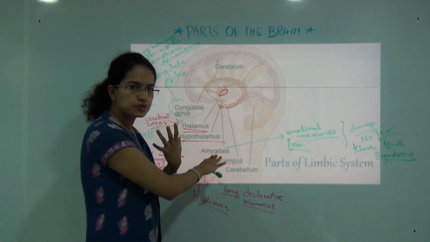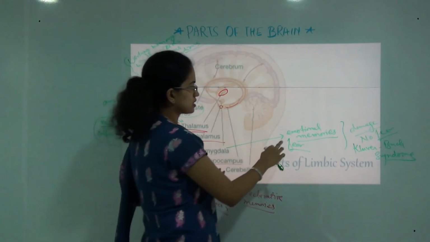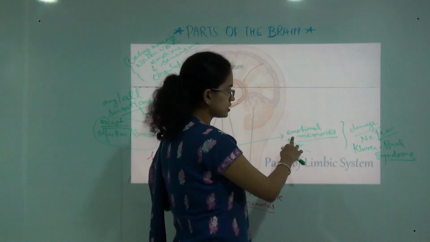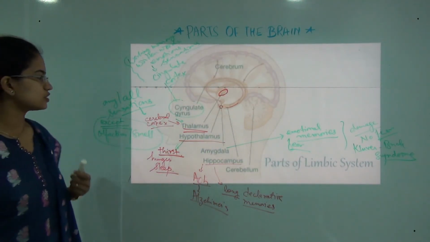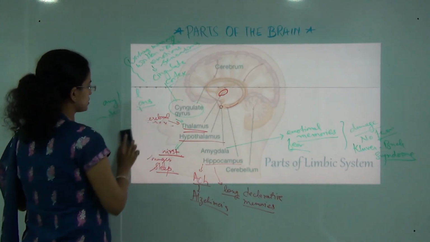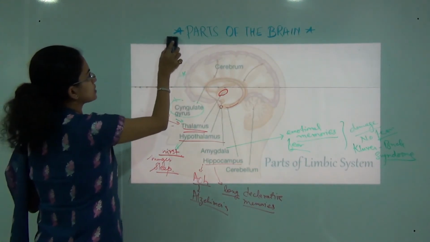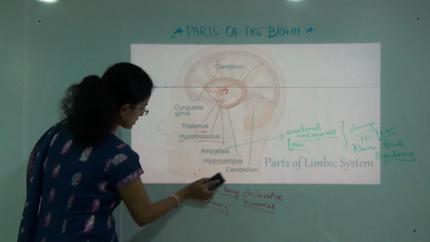Amygdala basically induces fear responses. It's important for emotional memories. Damage to the amygdala can induce a situation where a person does not have any fear about anything, and this kind of syndrome is known as Kluver-Bucy syndrome.